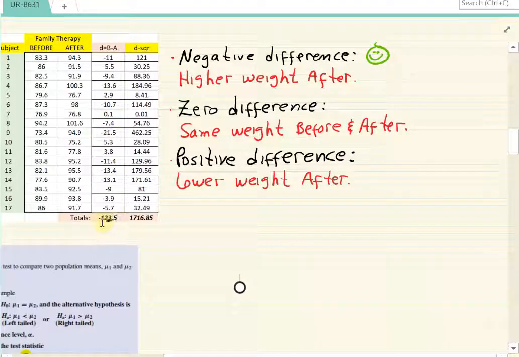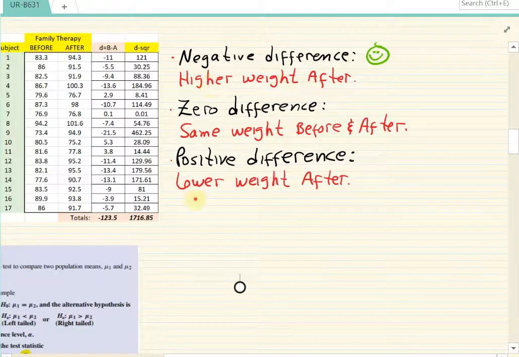And it looks like overall, all in all, look at that. The total is negative 123. If you divide that by 17, you get the average weight gain. So it looks pretty good. The point being, we're looking for negative differences, meaning less than 0, right? If the average difference is 0, it means before and after there's no difference. If the average difference is less than 0, meaning negative, that means the therapy is effective.